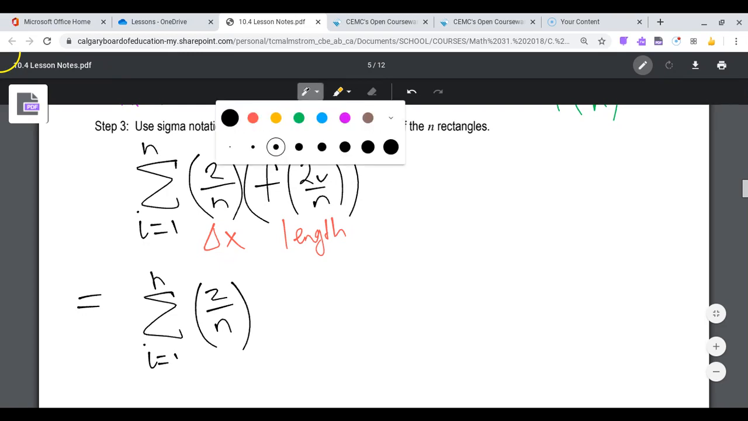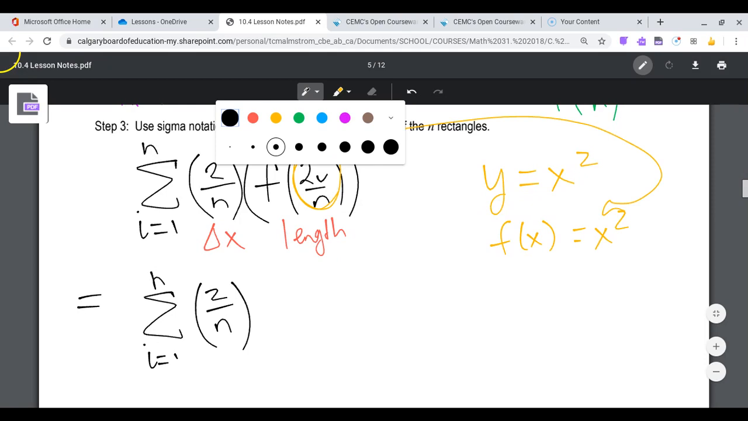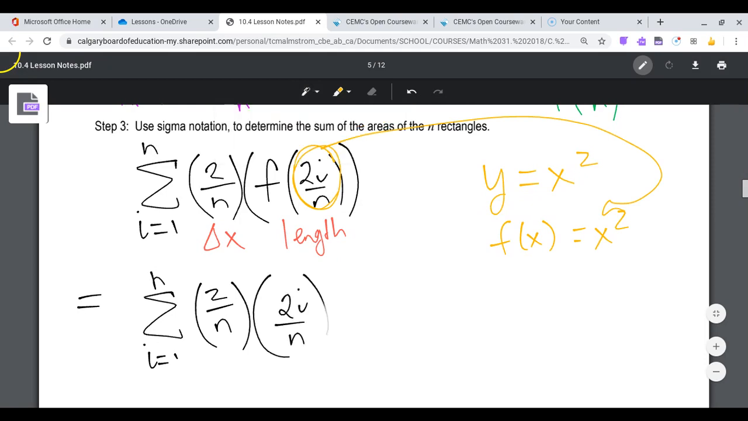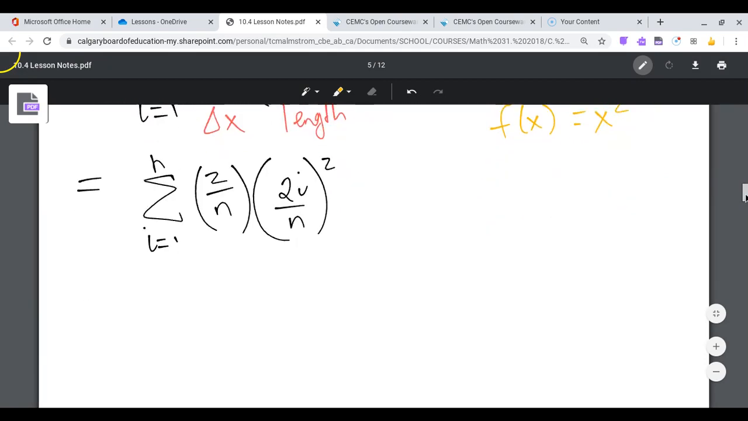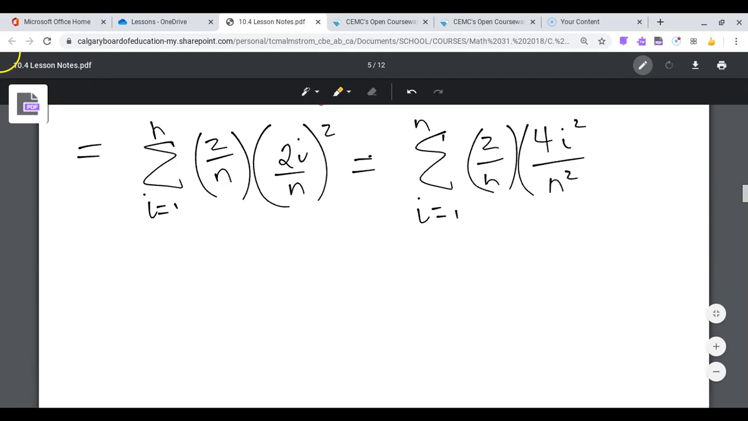Now remember, what was our function? Our function was y is equal to x squared, or f of x is equal to x squared. So this guy right here needs to go in for my x. So now I have 2i on n, squared. And then we will try to tidy this up. So this is equal to the sum, i equals 1 to n, of 2 on n times, what's 2i on n squared? That would be 4i squared on n squared.